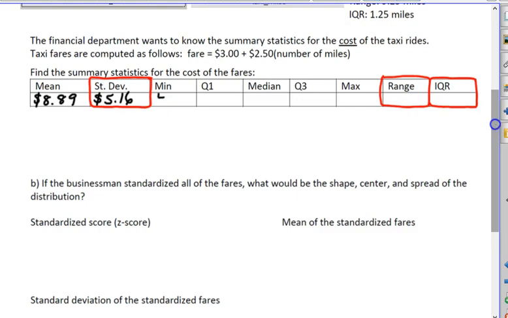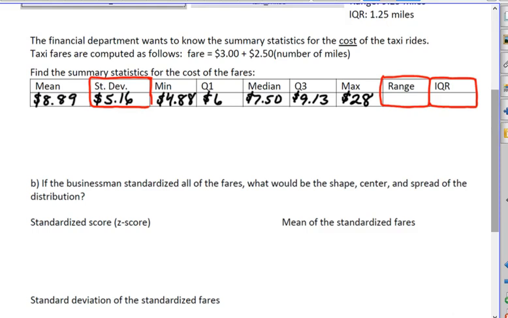We get $4.88 here. For Q1, we get $6. For the median, we get $7.50. For Q3, we get $9.13. For the maximum, we get $28.